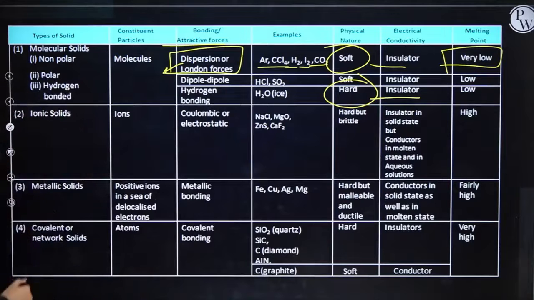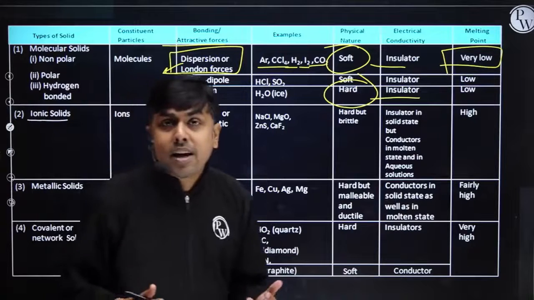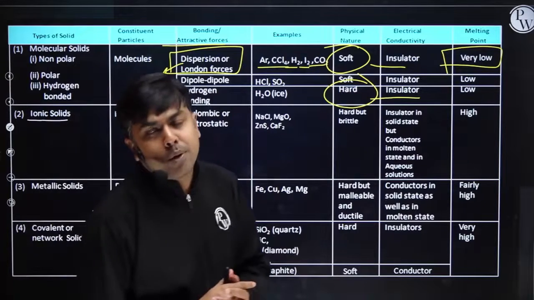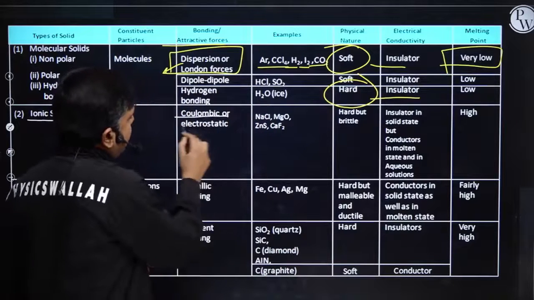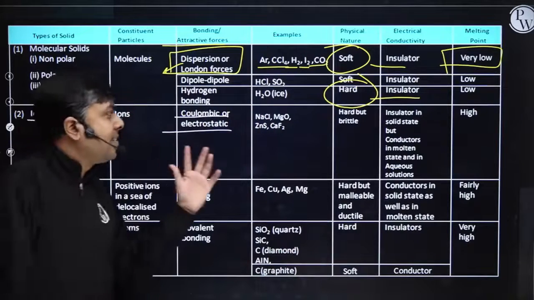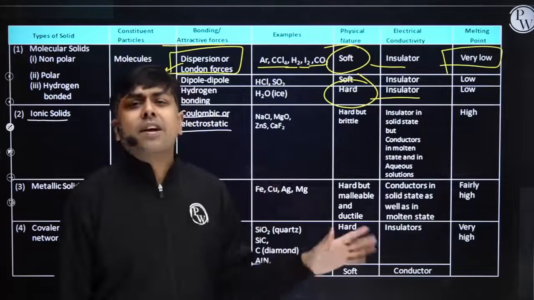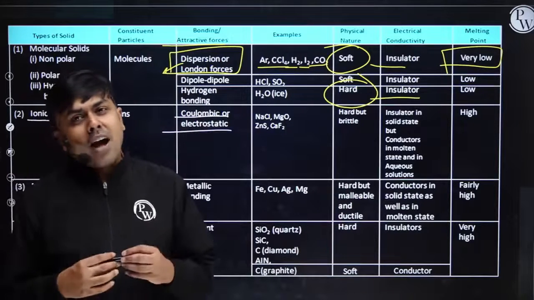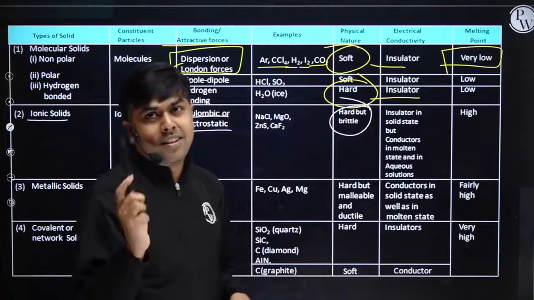Moving to the next type of solids which we have to study, ionic solids. The constituent particles are ions, cations and anions, and the force of attraction operating between these ions is Coulombic force. Am I clear? Or electrostatic force of attraction. Example, NaCl, all the ionic solids, NaCl, MgO, ZnS, CaF2, Na2O, all these things, right? Students, whenever we have ionic bond, the physical appearance will be hard but brittle, right?